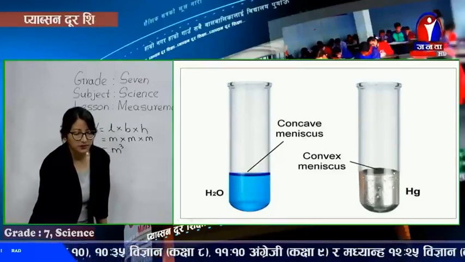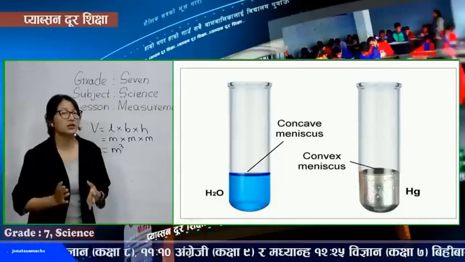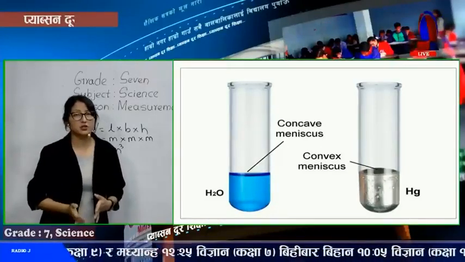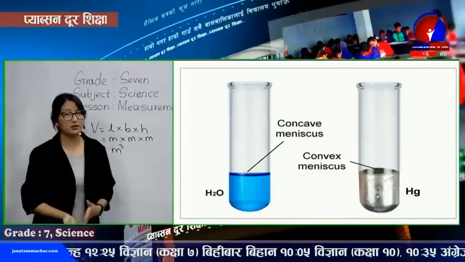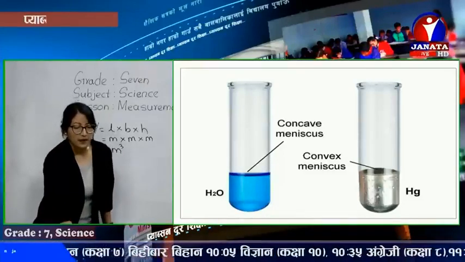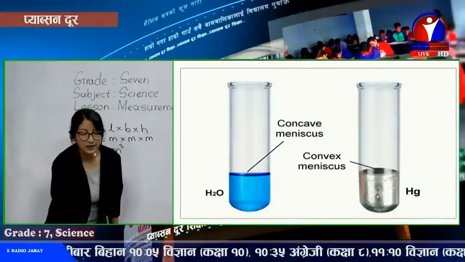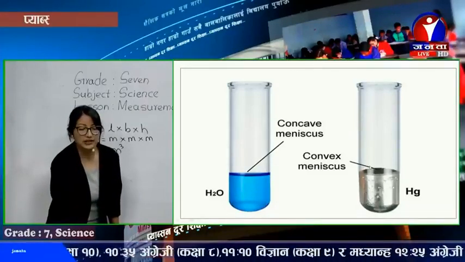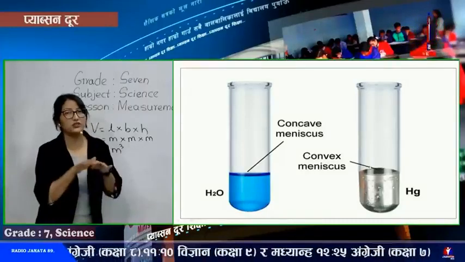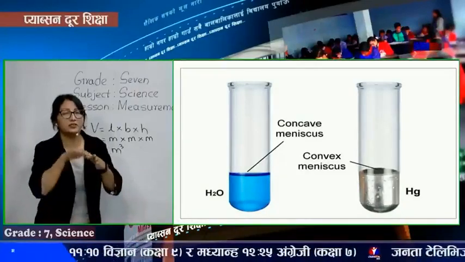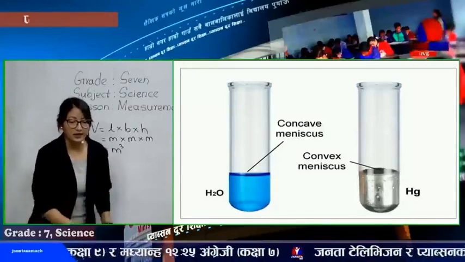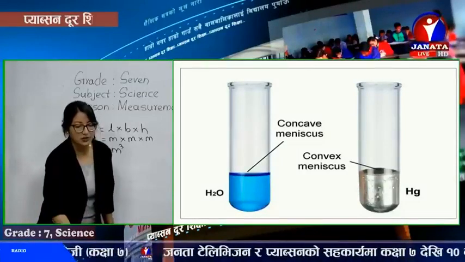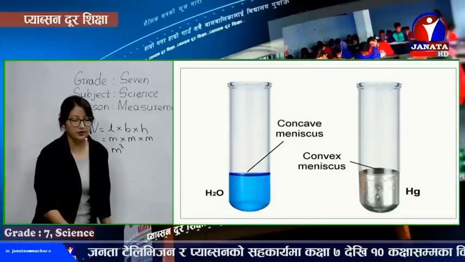And if it's mercury, I think you all know about mercury, the liquid that's specially used in thermometers, an element. Its symbol is Hg. It shows a convex meniscus. Its curve is facing downward. So this meniscus should be measured while measuring the volume of mercury.